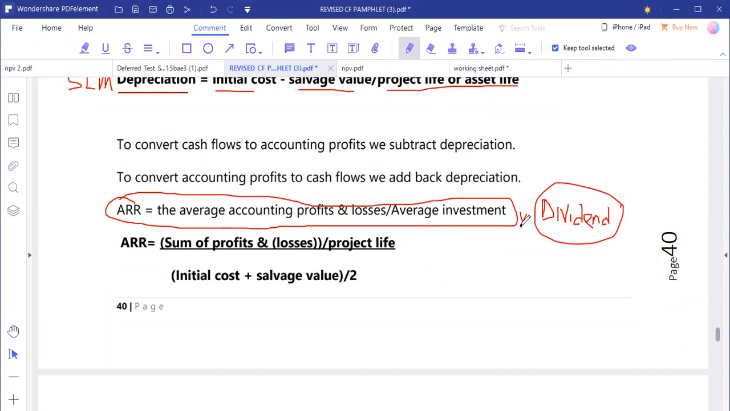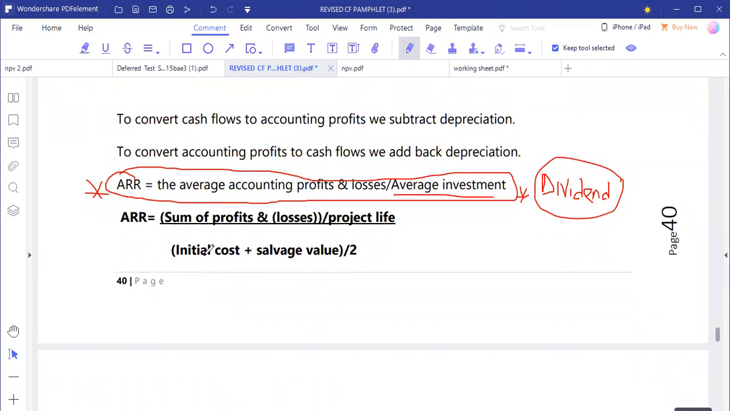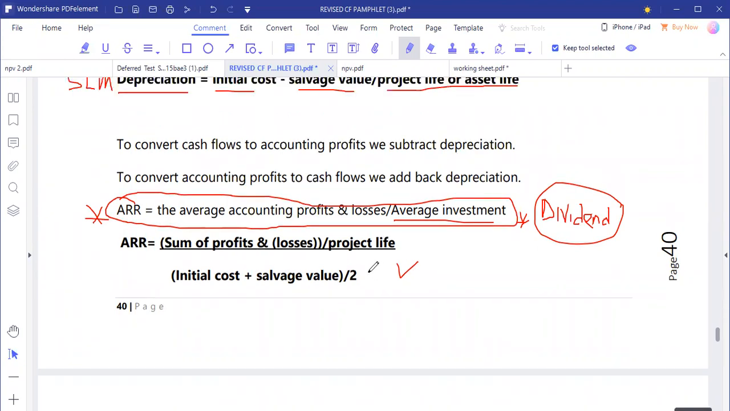So this is the formula for accounting rate of return, which is average accounting profit over average investment. Meaning the formula comes here where you look at the sum of profits and losses, then divide by the project life, then divide by initial cost plus salvage value divided by 2. This is the average investment. So this one gives us an average investment.